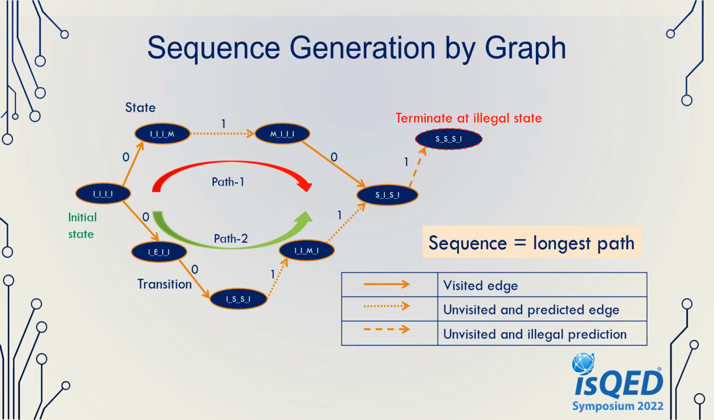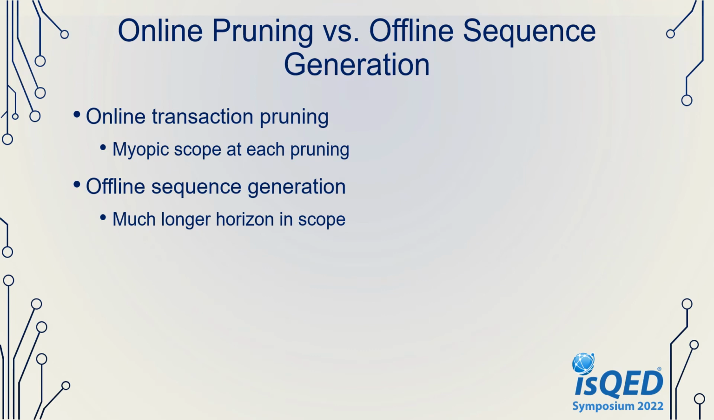And for the transition that has already been visited in previous tests, we give a low weight. And for those edges which have not been visited in the past, we give a high weight. And then the problem is to find a longest path from the initial state to the illegal state. So for example, this green path is longer. So by using this sequence, we can improve coverage more because we can touch more edges which have not been covered in the past.